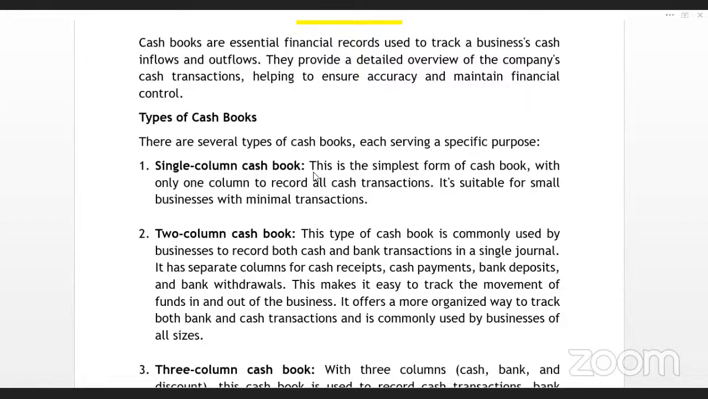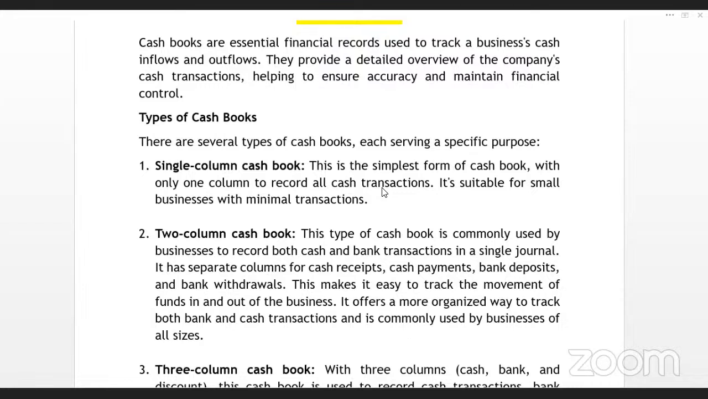Thank you, Pascal. A single column cash book only looks at cash transactions. On either side of the cash book, that is the debit and the credit side, there will only be one column that records the cash transactions. On the debit, you will record the cash receipts. On the credit, you will record the cash payments. That is a single column cash book.